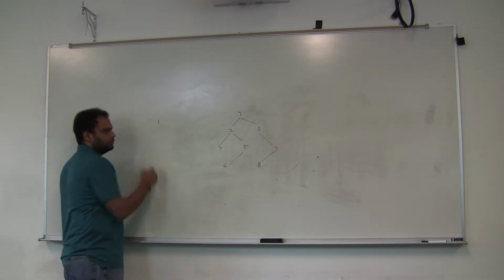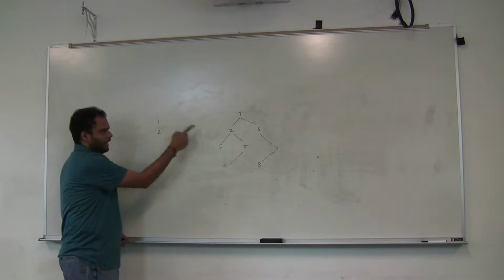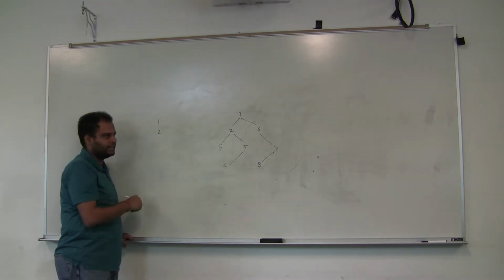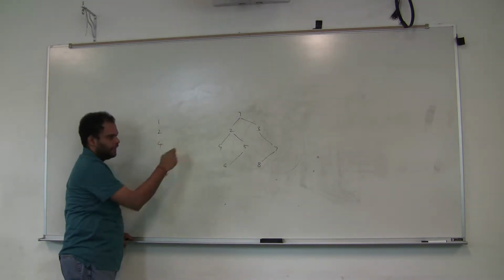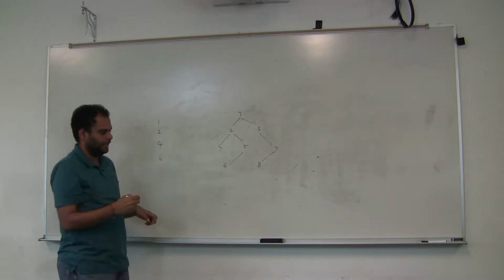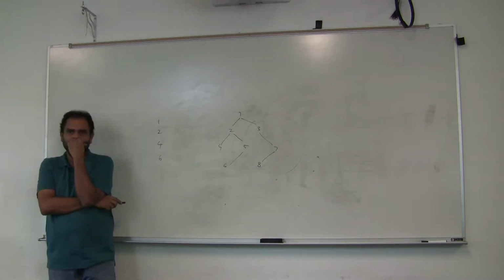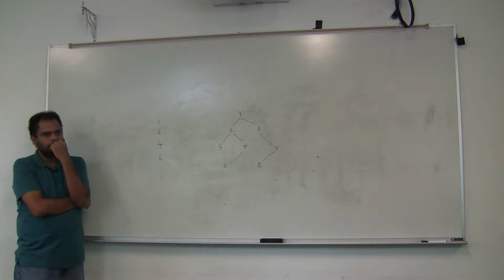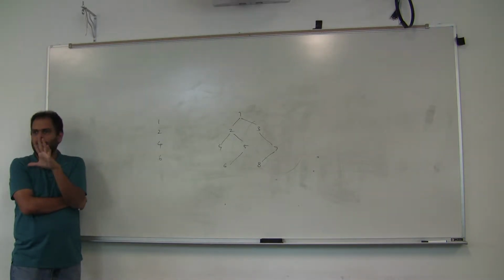I see 1. I see the 2. I don't see the 3, because 2 is hiding the 3. I see the 4, I don't see the 5 and 7. I see the 6, I don't see the 8. How do you do this? Level order traversal and take only the first element. So you do the level order traversal and take the first one.